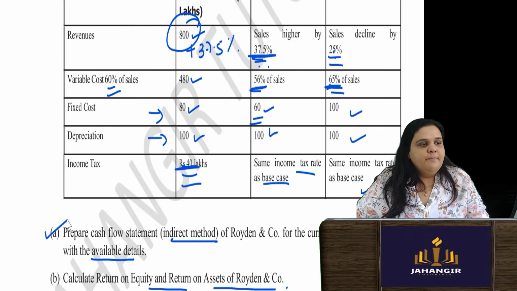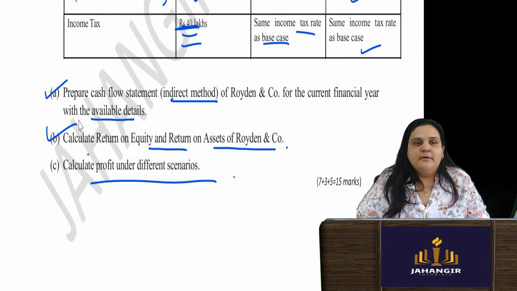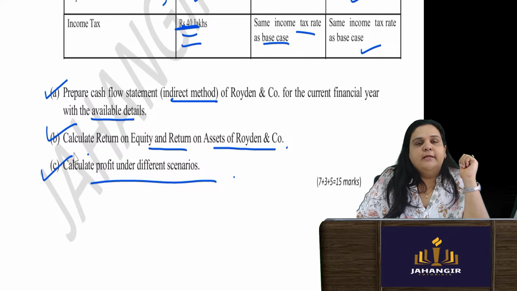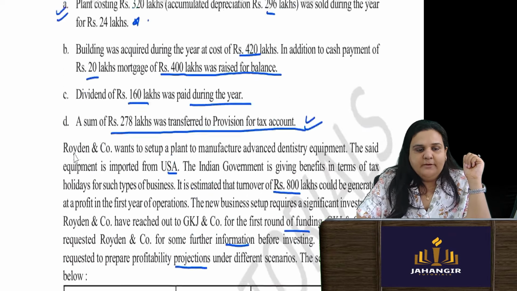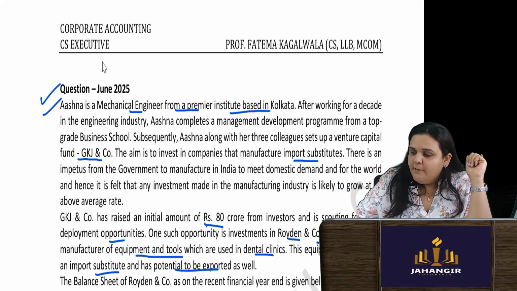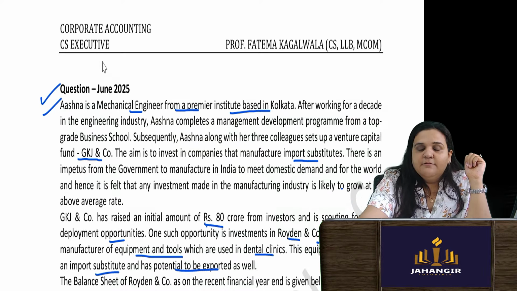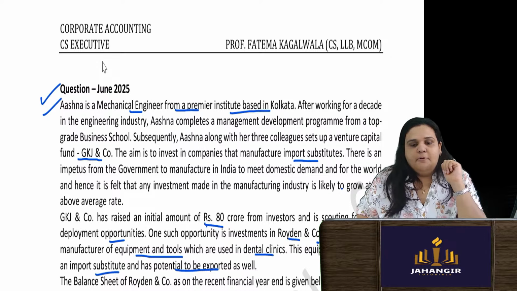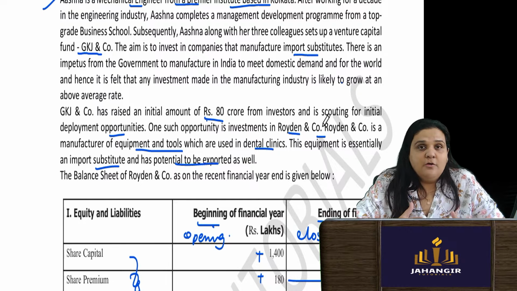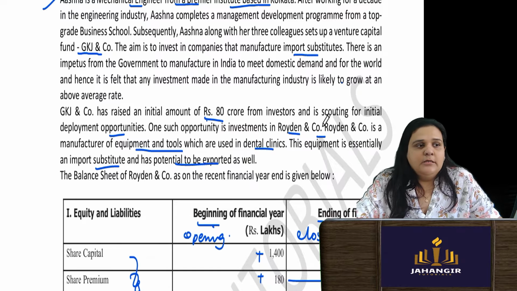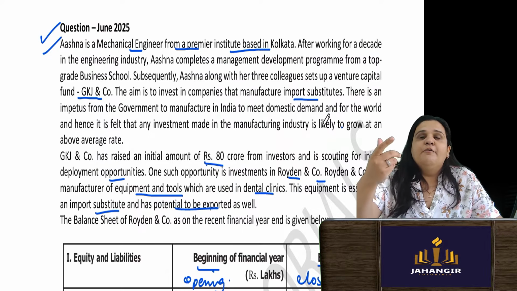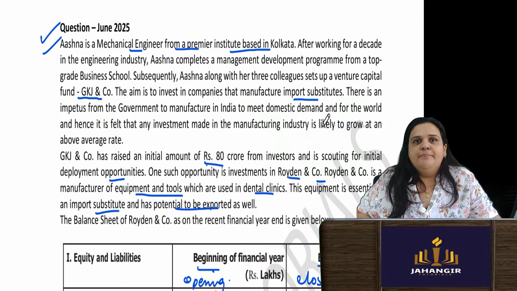Okay, so we are done with preparing the cash flow by the indirect method, calculating return on equity and return on assets, and calculating profit under different scenarios. So quite a big sum. It was for June 2025. It gives a lot of weightage to all these important chapters. Cash flow statement: try to solve it more. If you have seen my other videos in which I have solved cash flow statements, many sums I have done on indirect. When you start doing those sums for practice, you will get a hang of how to find the profit before tax for calculating the operating activities cash flow.